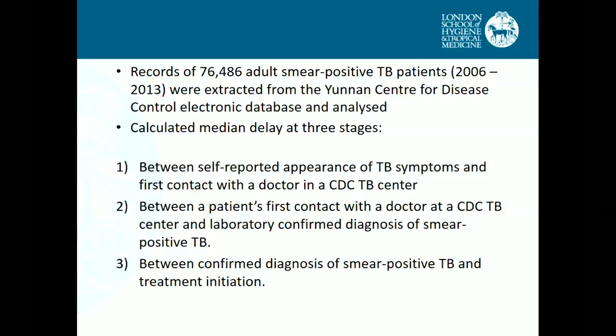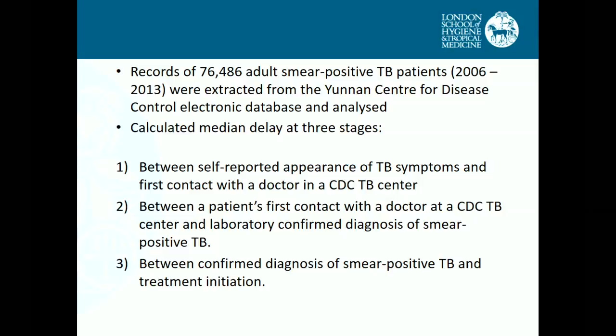To give you a bit of background on the electronic reporting system, every single TB patient that is diagnosed and treated under DOTS at the Yunnan CDC, so basically anybody who's getting free standardized treatment, goes to one of the CDC centers. There's over 180 across the province, and all of them have the same electronic reporting system, which is what we worked with in collaboration with our partners.